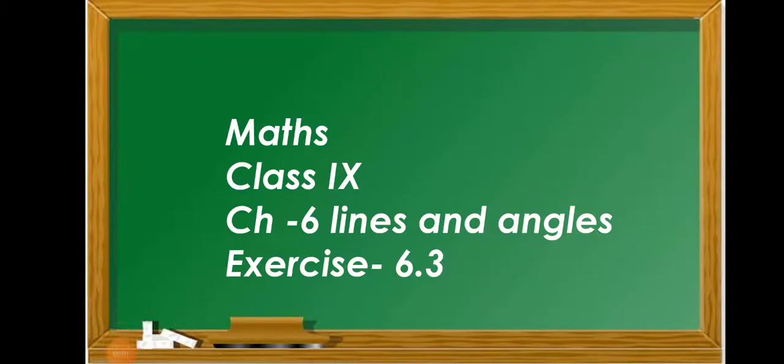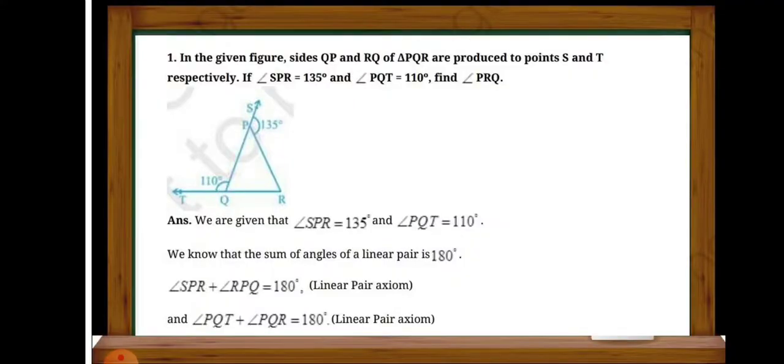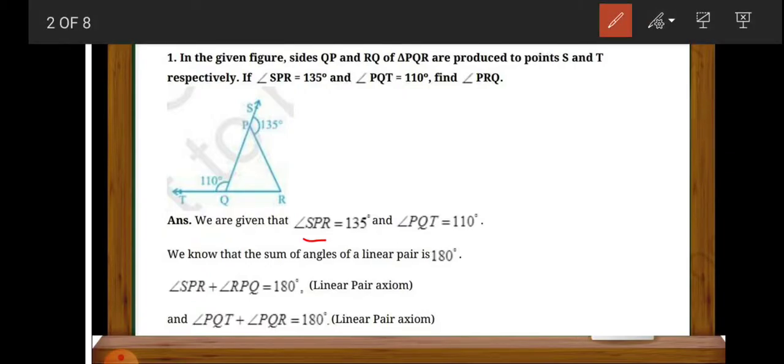Maths Class 9, Chapter 6, Lines and Angles, Exercise 6.3. Question number 1. In the given figure, sides QP and RQ of triangle PQR are produced to points S and T respectively. If angle SPR is equal to 135 degrees and angle PQT is equal to 110 degrees, find angle PRQ. We are given that angle SPR is equal to 135 degrees and angle PQT is equal to 110 degrees.